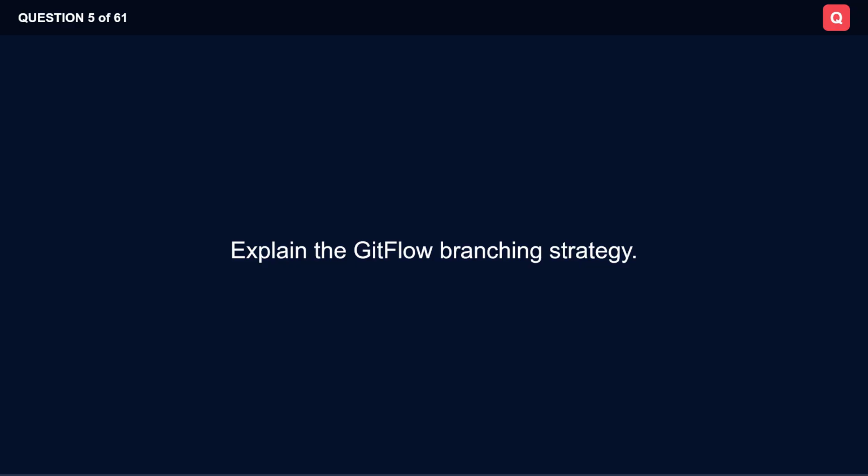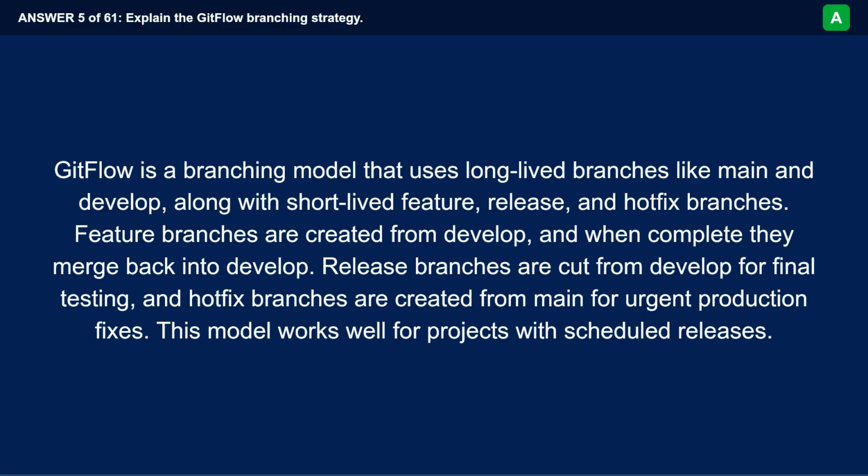Explain the GitFlow branching strategy. GitFlow is a branching model that uses long-lived branches like main and develop, along with short-lived feature, release, and hotfix branches. Feature branches are created from develop, and when complete, they merge back into develop. Release branches are cut from develop for final testing, and hotfix branches are created from main for urgent production fixes. This model works well for projects with scheduled releases.